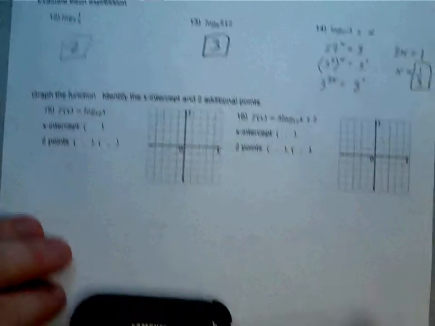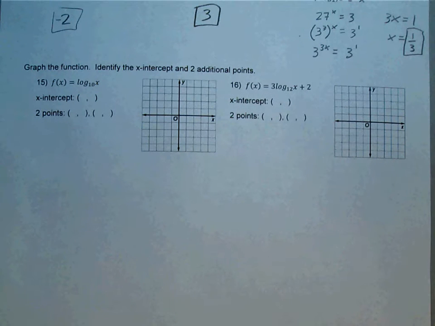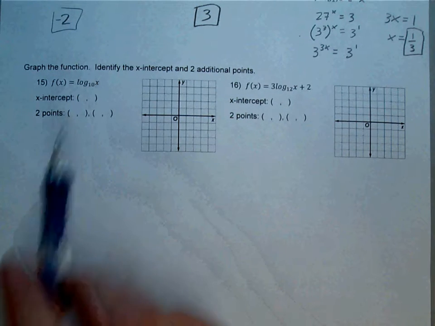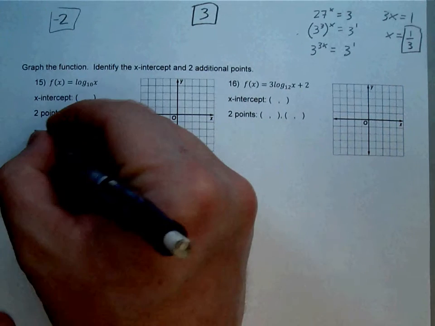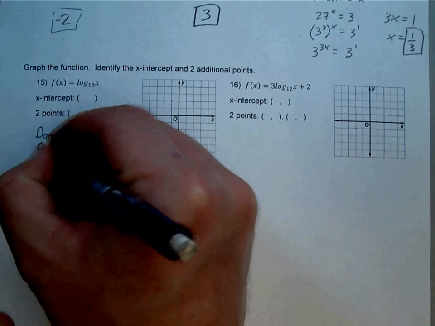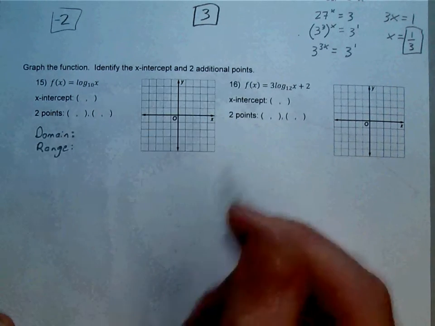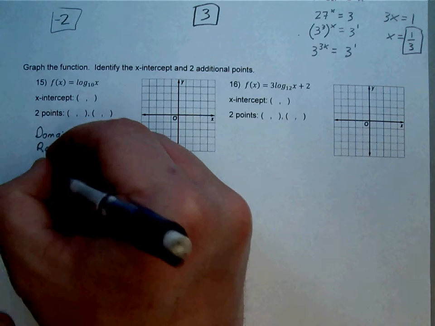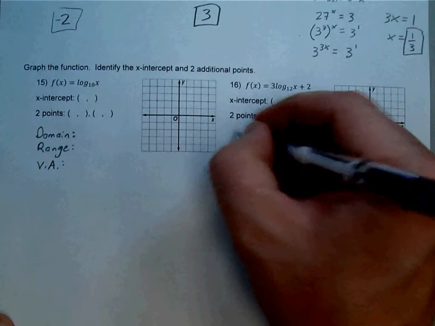Number 15 and 16. The instructions here don't quite match what we were doing in class, and so I don't particularly care so much for the x-intercept. I would rather do a little more in line with what we were doing in class. So I'm going to ask us to look for the domain and the range, and this one is going to have an asymptote as well, but this time it's going to be a vertical asymptote. So let's go ahead and find those things on both of these problems.